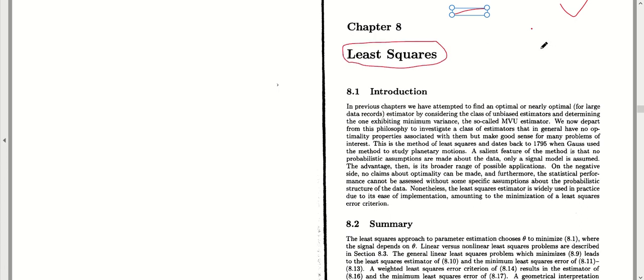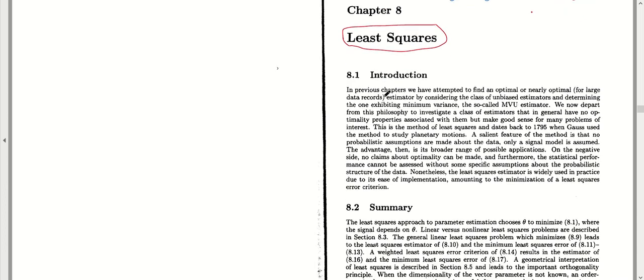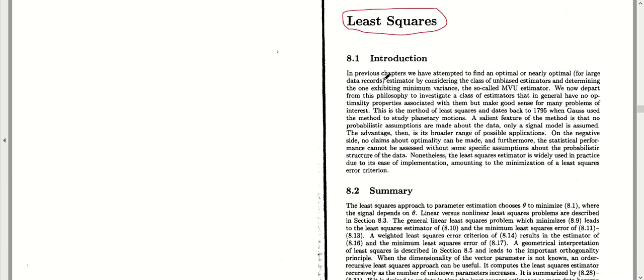For least square, as you can imagine, we are going to calculate the difference between the data and the parameter, and then calculate the square, the square error, and we want to choose the value of the estimation to minimize the square error. So let's take a close look at the concept of this chapter.